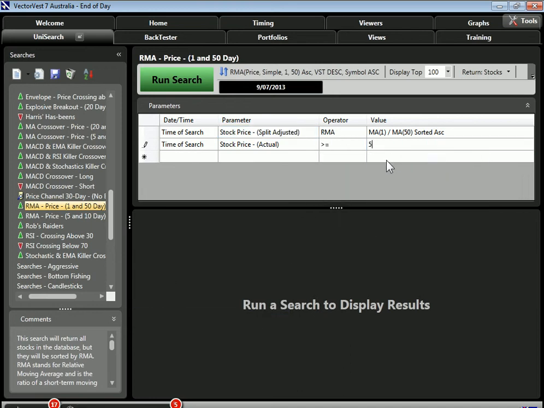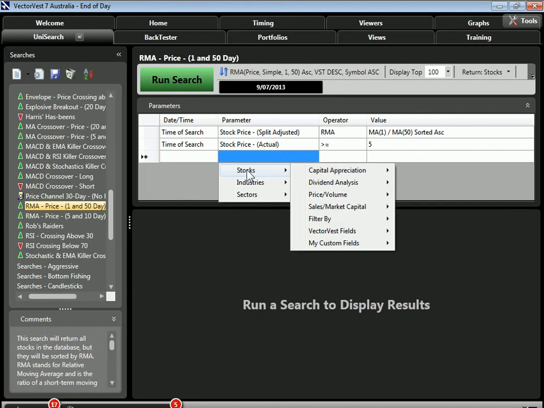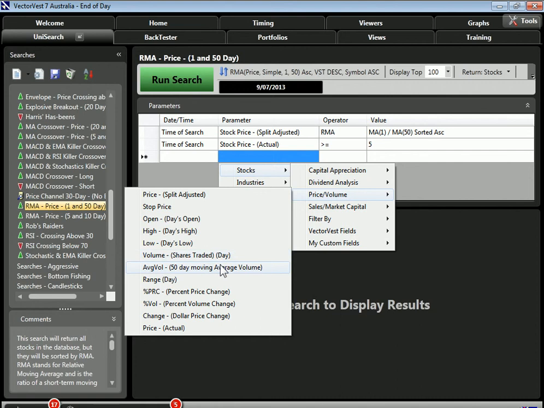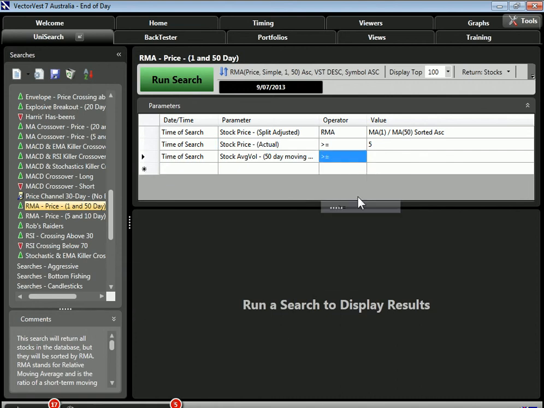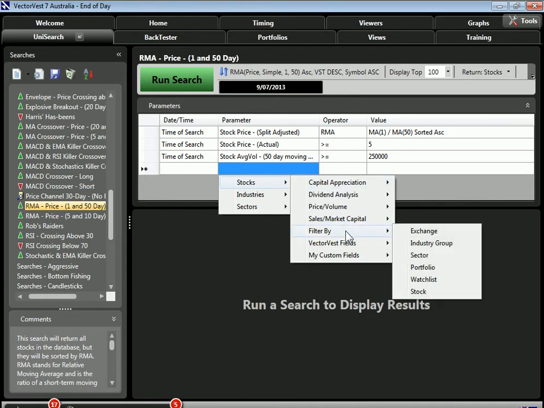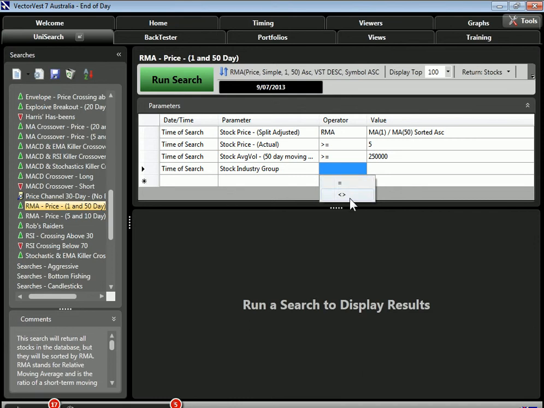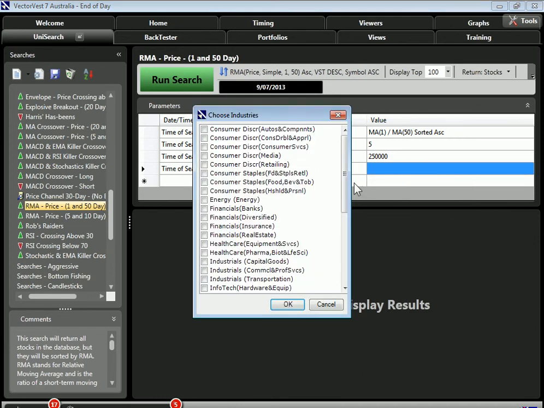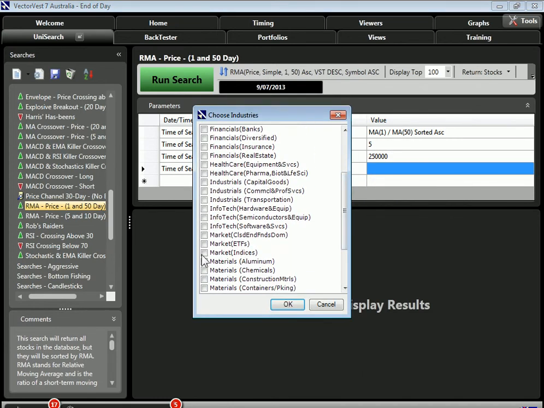I'm going to go right back through the steps and we'll add some average volume. So we go to stocks, price volume, average volume, greater than or equal to, and we're going to do 250,000. If we click in the next box, I'm going to filter out anything market related. So I'm going to go to stocks, filter by industry group, not equal to, selected industries, and put a check mark by the 3 of them, those being closed-end funds domestic, ETFs, and market indices themselves.